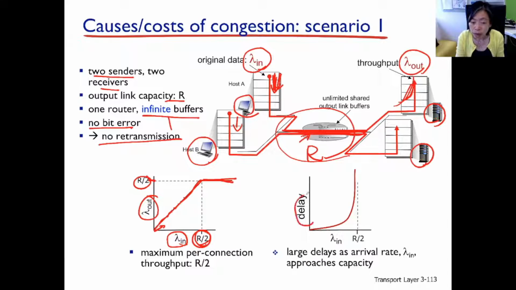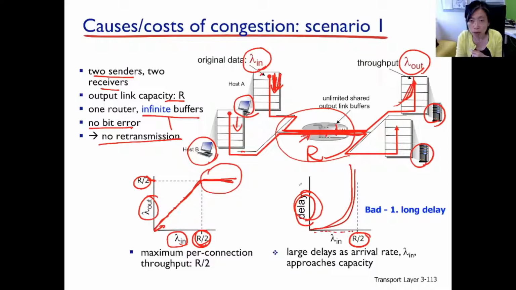Now, the delay is going to show this way because when lambda in continues to increase, as you reach half of R, it reaches also the link capacity, right? Because this is also half of R, this is also half of R. And so here, R is completely occupied. So when we approach the link capacity, the queuing delay is what? Approaching infinity. So the first bad thing you see already is long delay, when we send a lot more data than what the network can accommodate.